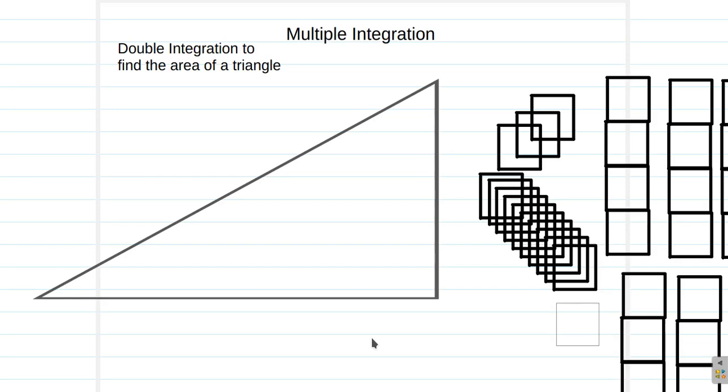Here we're back, continuing talking about multiple integration. Alright, now we want to look at using multiple integration to find the area of a triangle. In our previous video, we used it to find the area of a rectangle.